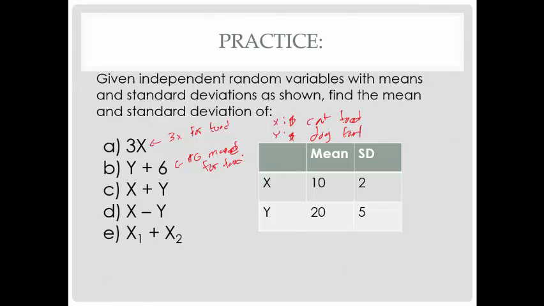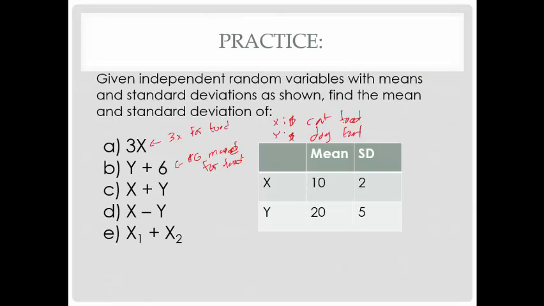Excuse me, I don't know what I was trying to write there. X plus Y. We can look at that as, what if I have a dog and a cat? What can I expect to pay? Dog and a cat. The X minus Y, I'm not really sure what that would play out to be. Maybe your cat ate your dog, but either way.